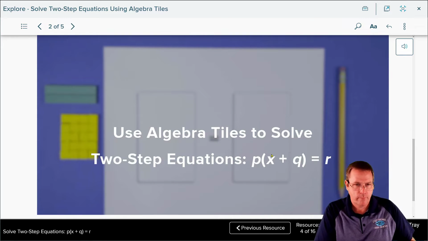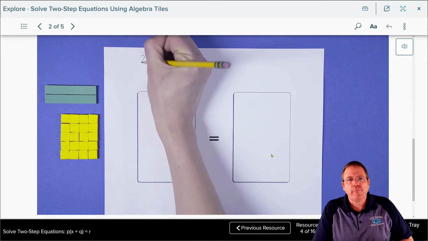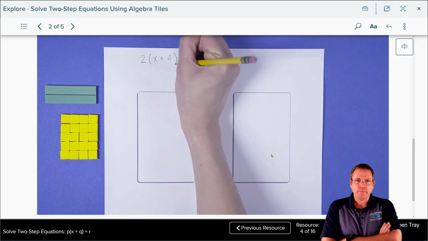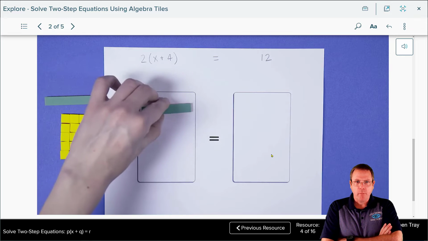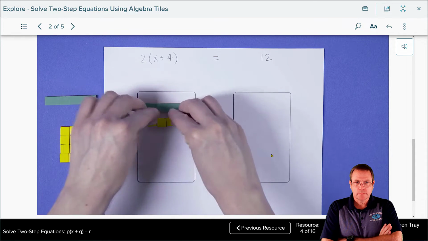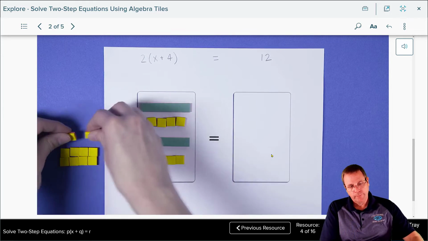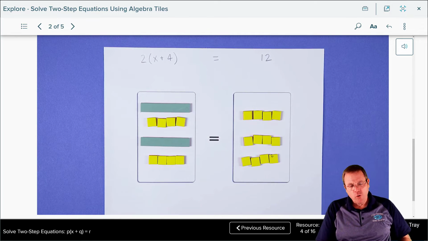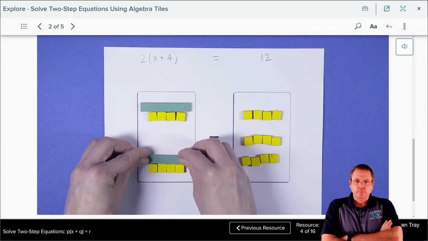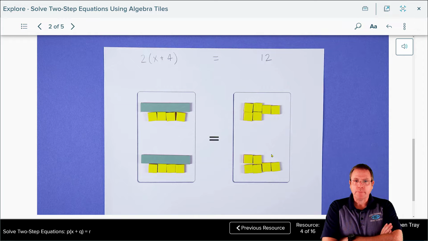P times the quantity x plus q equals r. Use algebra tiles to solve 2 times the quantity x plus 4 equals 12. To model the equation, place 2 groups that each have 1 x tile and 4 yellow tiles on the left side of the mat. Place 12 1 tiles on the right side. Arrange the tiles into 2 equal groups on each side of the mat. Each group is equal to x plus 4 equals 6.